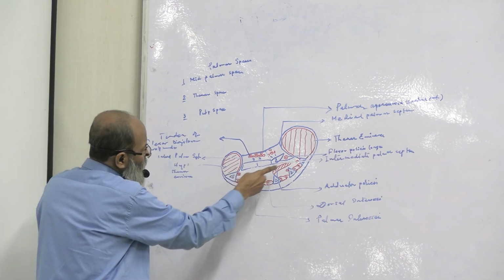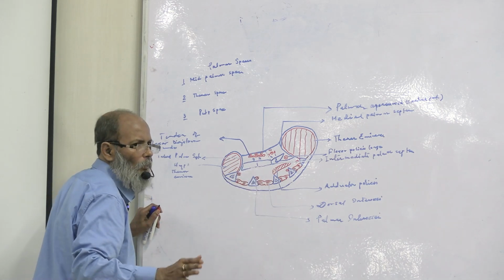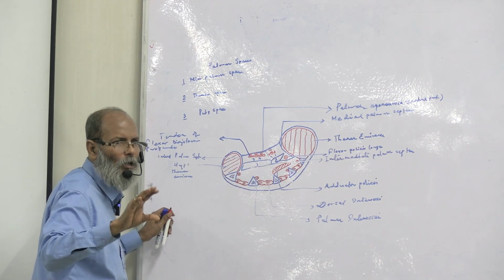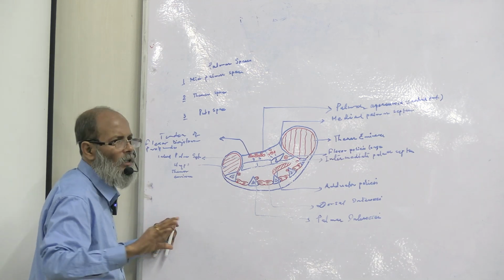And these are the palmar aponeurosis, these are the dorsal aponeurosis. The boundary, this much of boundary you have to write while you write the thenar and the midpalmar space.